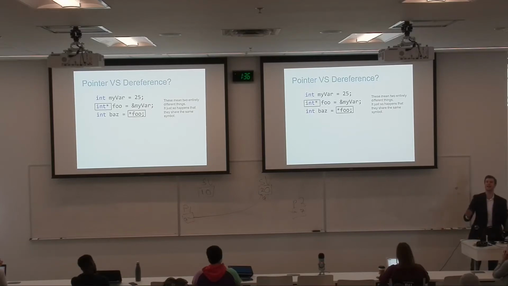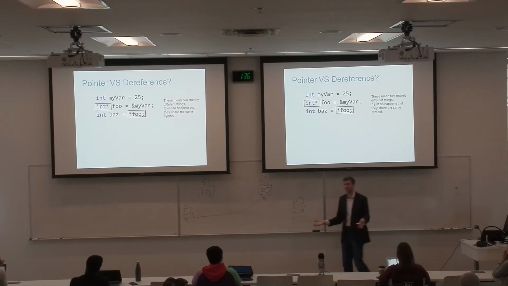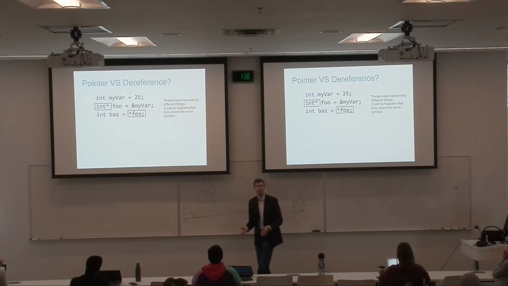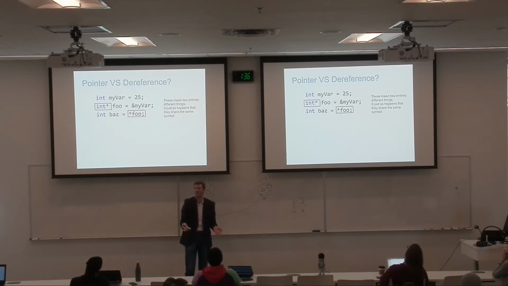And then the star next to the variable after it's declared, that means don't give me what's inside of it, give me what's there. But of course, that would only work if foo is a pointer to something. If foo is just an integer and I said star my var, would that work? Would that even make sense? No, because you can't go there.